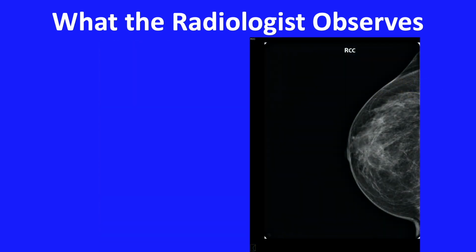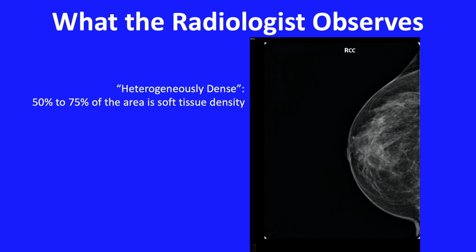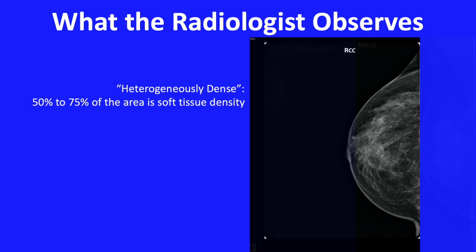Now, we observe an example of a heterogeneously dense breast. In these breasts, 50 to 75% of the area is soft tissue density. Computer algorithms for assessment of breast density are undergoing validation.